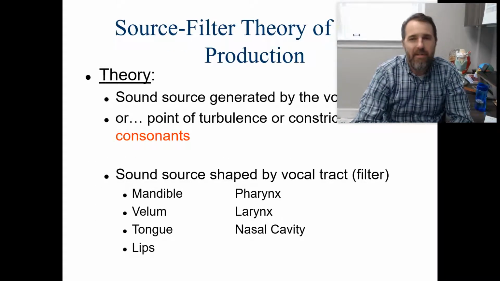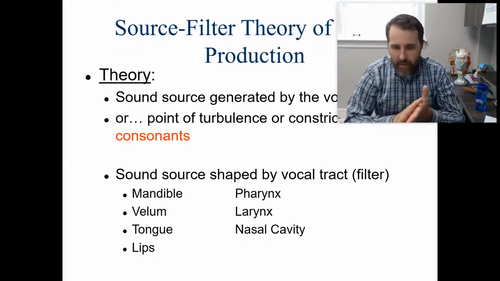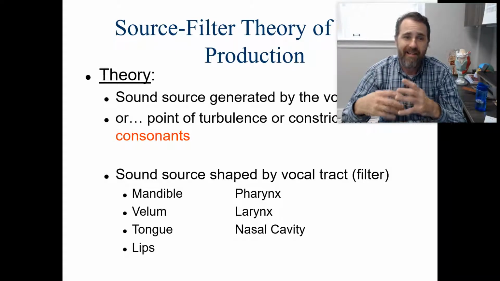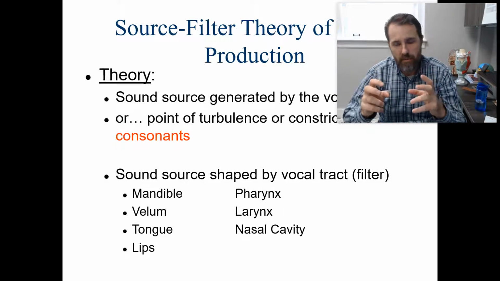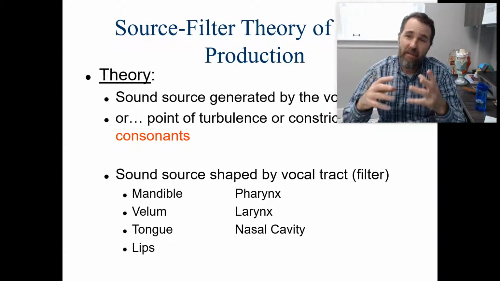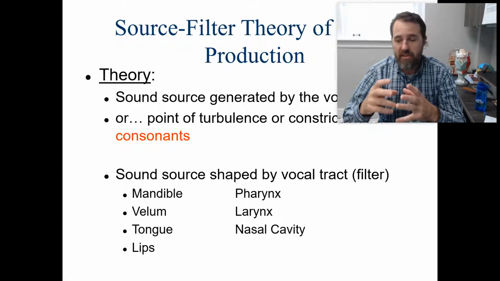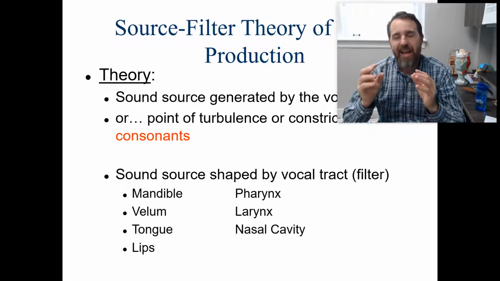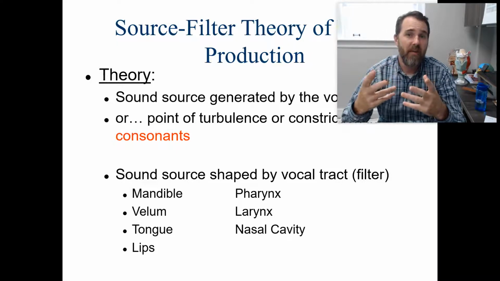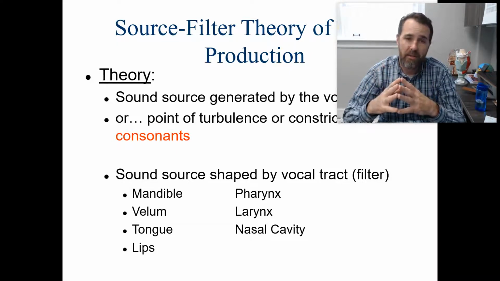So let's get into source filter theory. You produce a raw sound in your vocal tract that is the sound source. And then the filter is your vocal tract itself. So the sound is produced by the sound source somewhere in the vocal tract, and then that sound is shaped by the vocal tract into speech.